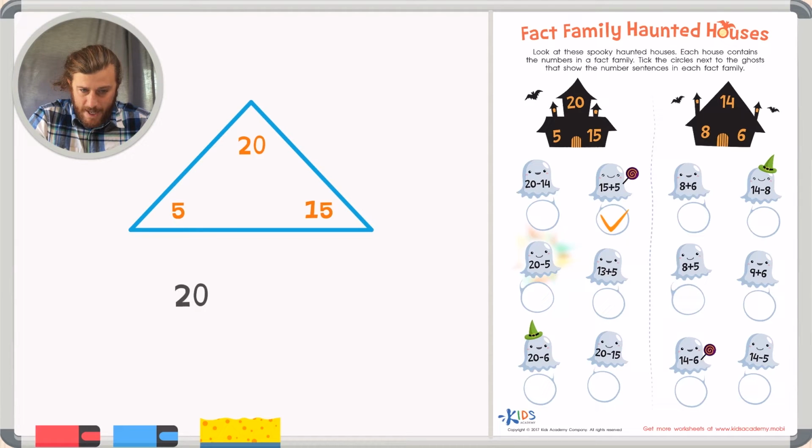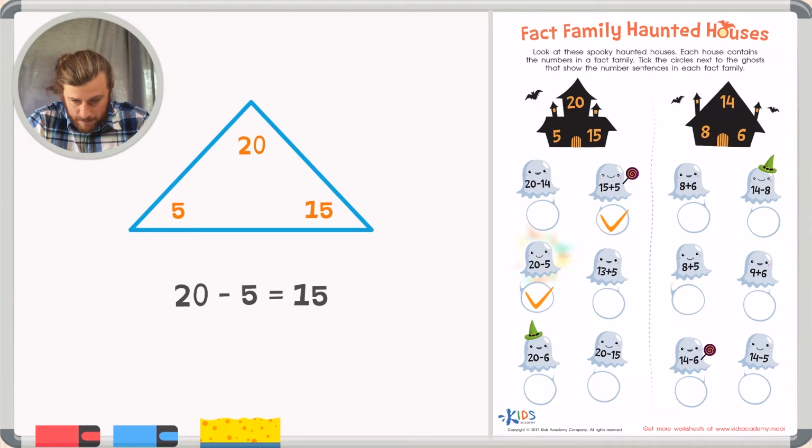Let's check the next one. 20 minus 5. Okay, I see that these numbers also belong inside my fact family, but let's do the subtraction just to make sure. 20, 19, 18, 17, 16, 15. 20 minus 5 is 15. So again, that's our other number inside the fact family. I'm pretty confident that 20 minus 5 belongs inside our fact family.